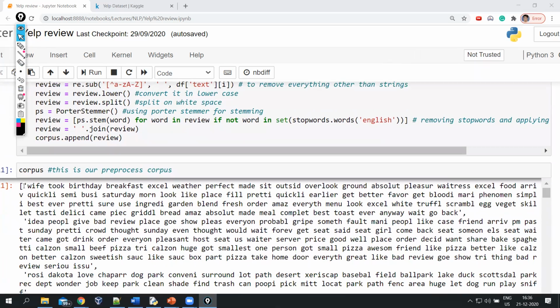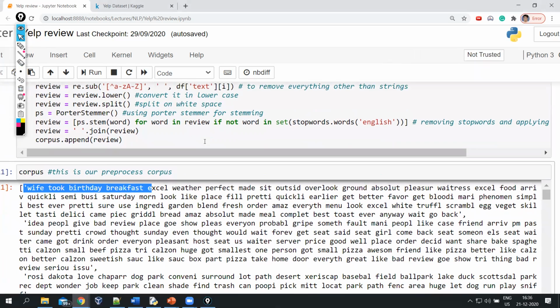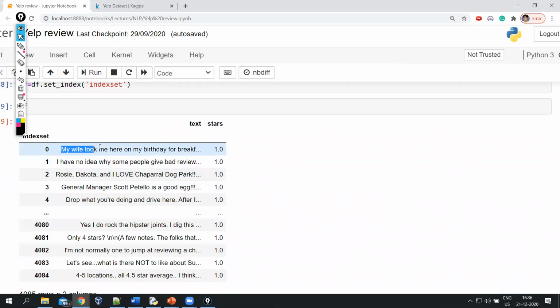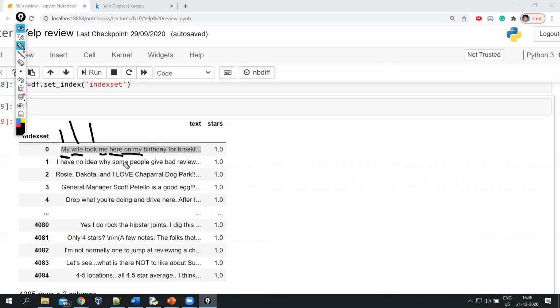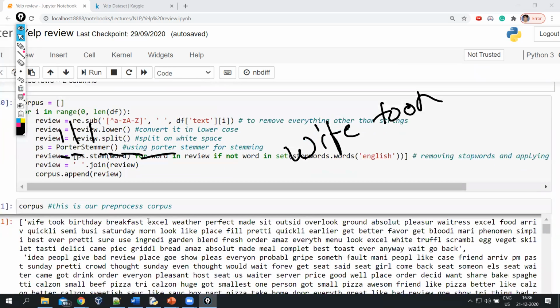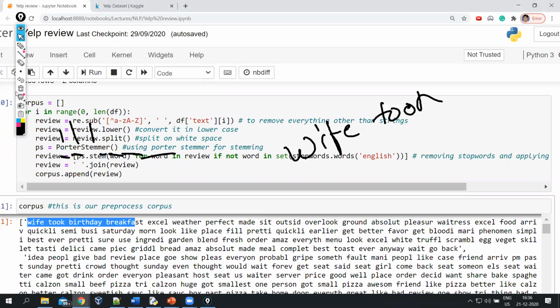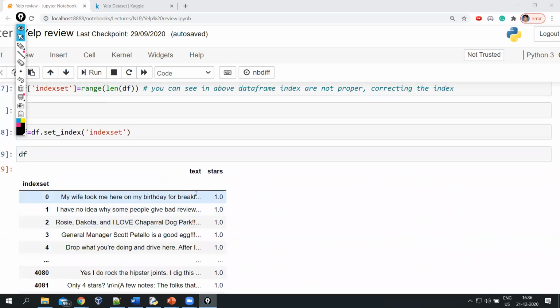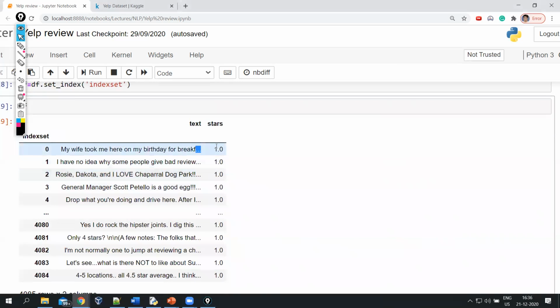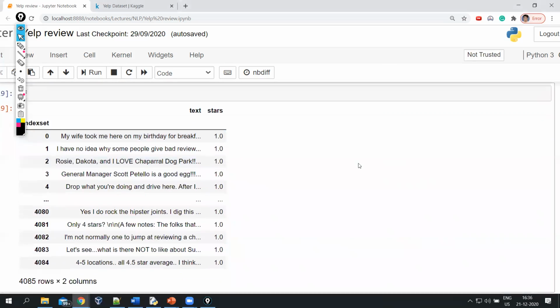Okay, so you can see this statement, which is "wife took birthday breakfast". My first statement was, I'm explaining you in detail now, "My wife took me here on birthday". So here "my" is removed. Only what we have left is "wife took"; "me" is removed, "here" is removed, "on" is removed, "my" is removed. So what you got is wife took breakfast, birthday, or birthday breakfast. The same thing you can see here, "wife took birthday breakfast". It would be a complete sentence, only a small part is visible here because it is a long sentence. Okay, and whether it is positive or negative, you can see that as well.